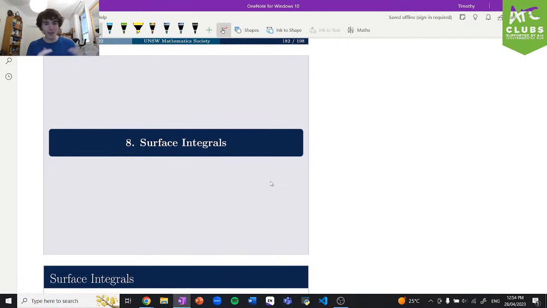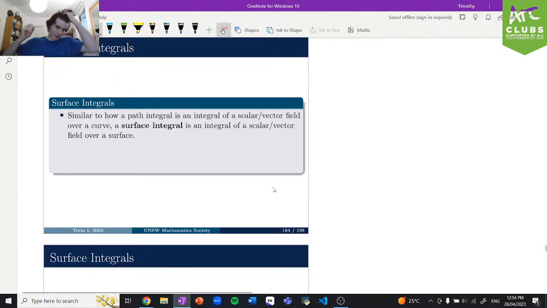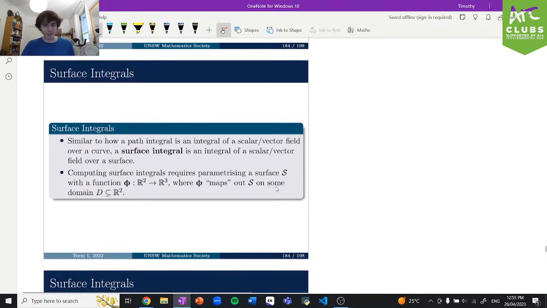It's time for surface integrals to round out this whole topic, our last topic. Similarly to how a path integral is the integral of a scalar or vector field over a curve, the surface integral is the integral over a surface instead. I guess this is not a great analogy, but if a line integral is the funky curve equivalent of a normal integral, a surface integral is the funky curve equivalent of a double or volumetric integral, which is very cool.